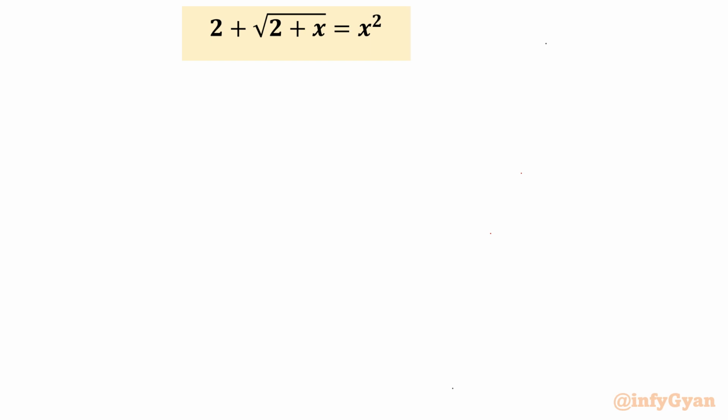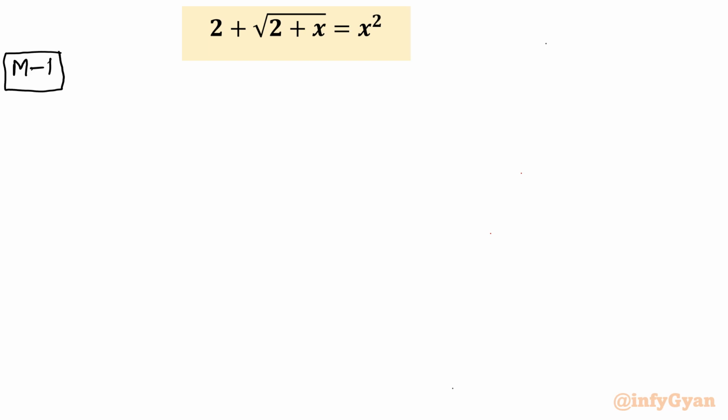In this very exciting video of algebraic challenging equations, we are going to solve an interesting radical equation: 2 plus square root of (2 plus x) equals x squared. I am going to solve this question by two methods. One using substitution and the second method is without substitution. So let me write method number 1.